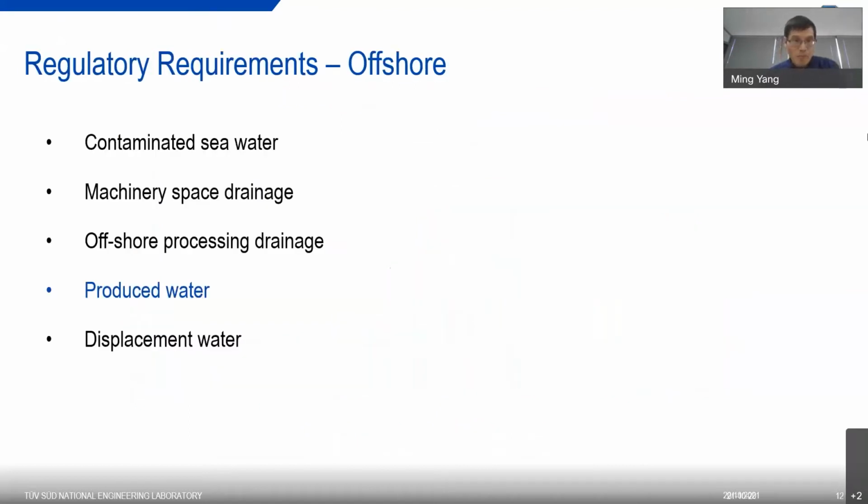Now, first of all, offshore. In the offshore situation, international law recognizes 5 categories of wastewater. Contaminated seawater, this is seawater used for operations such as tank cleaning. Machinery-based drainage, this is the water collected from your engine room pumping areas. Offshore processing drainage, this is the water collected from a deck. Produced water we already covered. Displacement water, this is seawater used to compensate for the decreasing level of oil in your FPSO, that's floating production storage offloading vessels, and to maintain the stability and the integrity of the vessels.